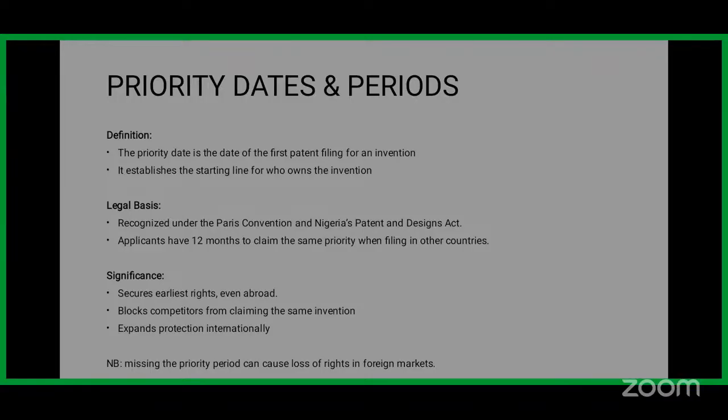Then note that missing the priority period can cause loss of rights in foreign markets. What it means is that if you don't file within 12 months after the date you filed in another country, then you may not be able to claim that priority date because it's outside the period of claim, usually 12 months. Next slide, please.